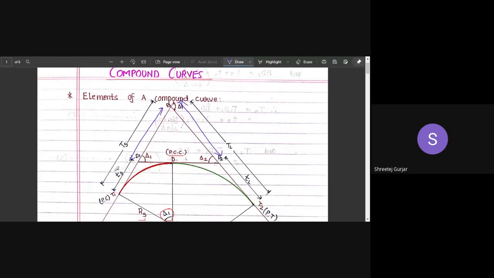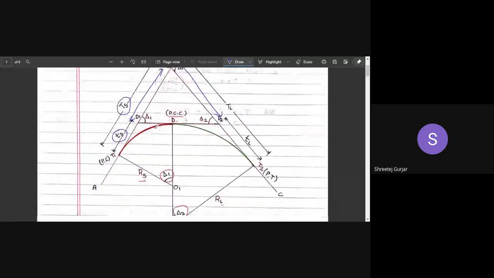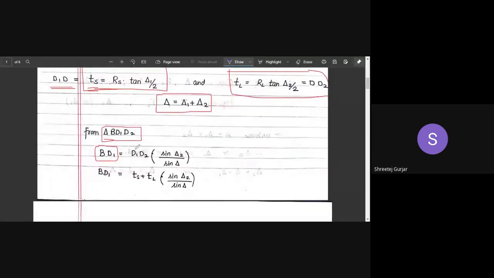We know the formula for this. Capital TS minus small ts will give you this particular length, but that is not what we will do. We have one particular formula for this. There is no derivation; you have to directly remember this formula. BD1 is equal to D1 D2 sine delta 2 by sine delta.